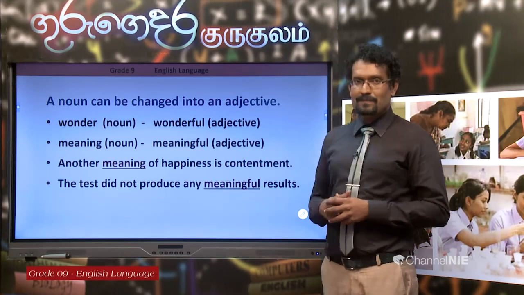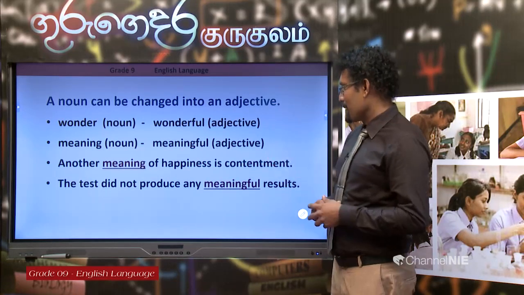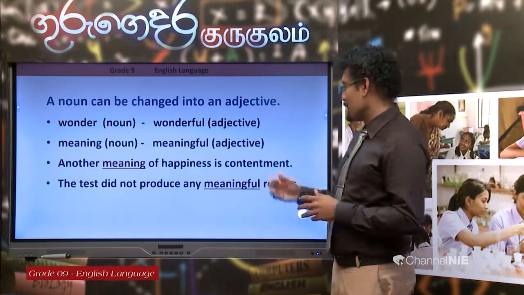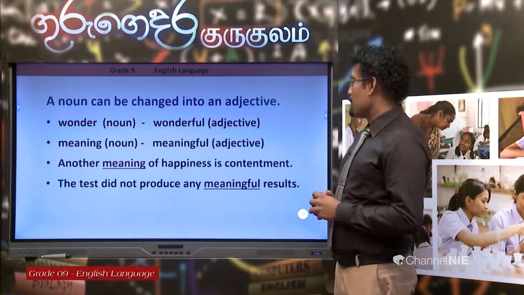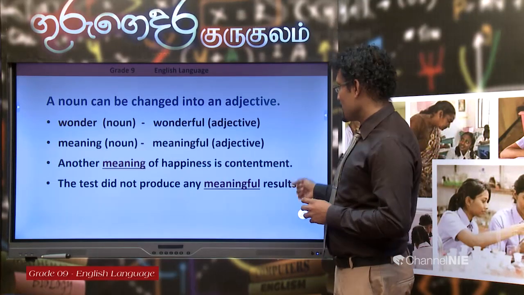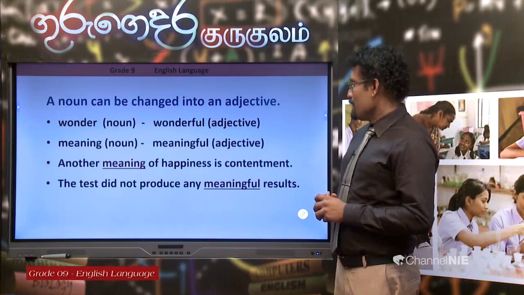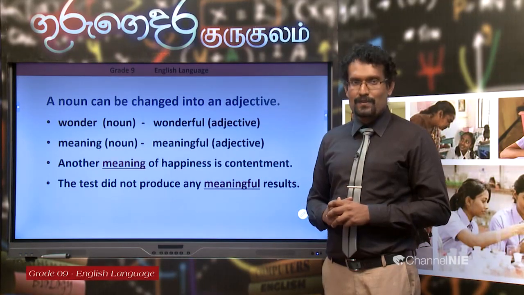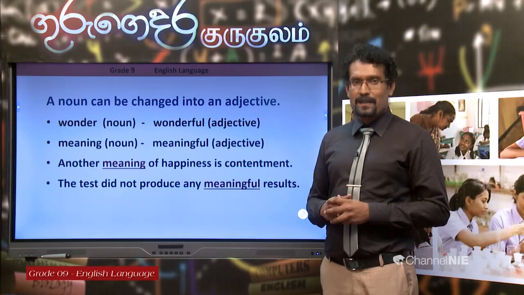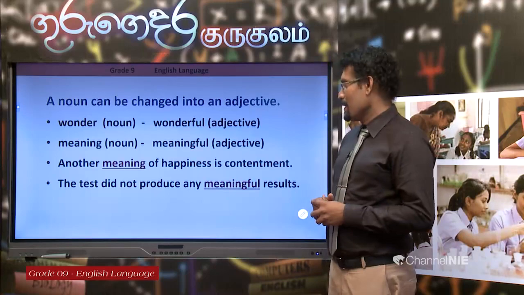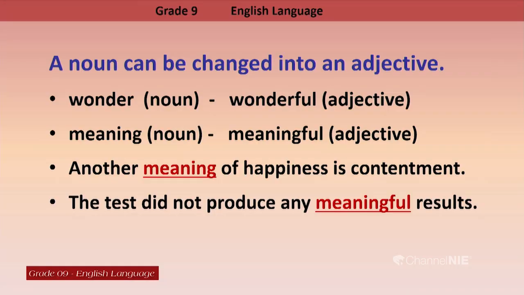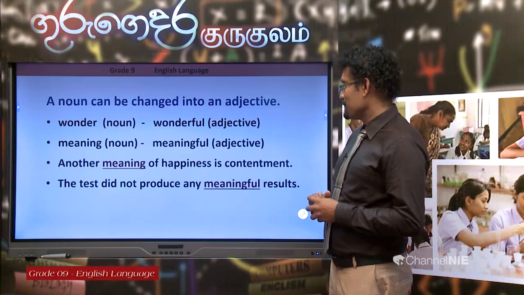Then meaning, there are some examples for you. So, there are some sentences for you. So, let's look at them. Meaning, it's a noun, and meaningful, that's an adjective. So, let's look at these sentences. Another meaning of happiness is contentment. So, a synonym for happiness is contentment. If you are contented, that means you are happy. Second one, the test did not produce any meaningful results. The test did not produce any meaningful results, any valuable results, any useful results, right.